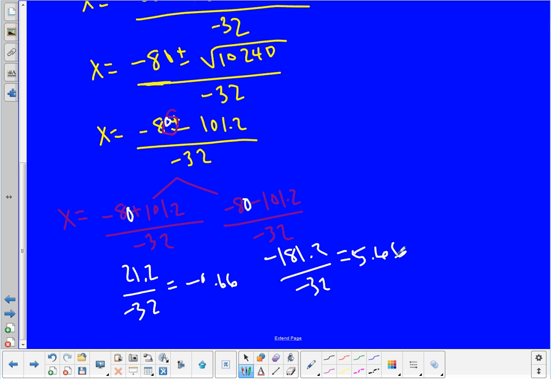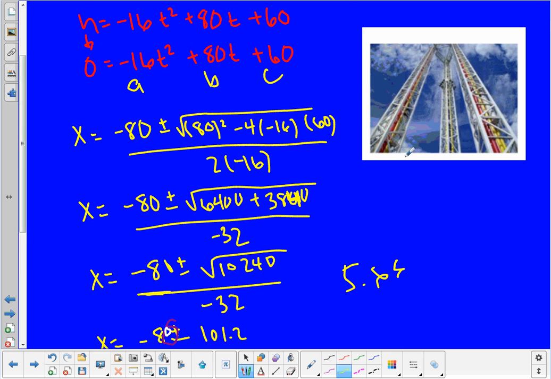But in this situation, our parabola is actually talking about a real world example, and we're talking about time in seconds. I want this to be a time. I can't have a negative 0.66 seconds, so this whole answer for me is out. That doesn't count because I can't have a negative time. So my only answer here is the positive version, which is 5.66 seconds, or about 6 seconds.